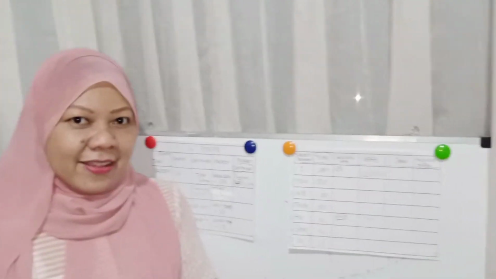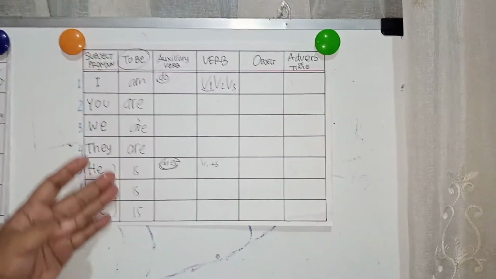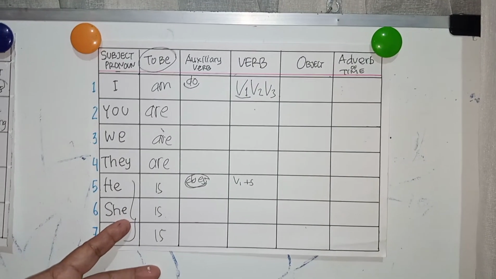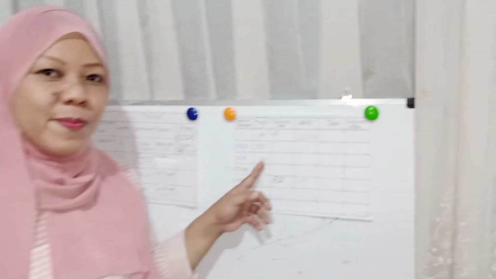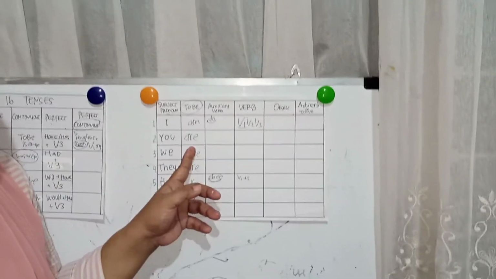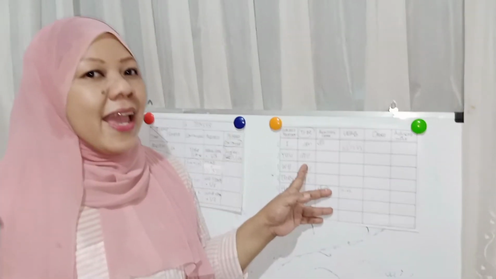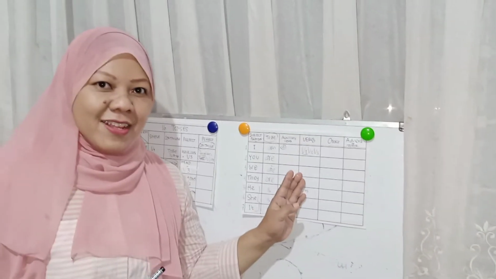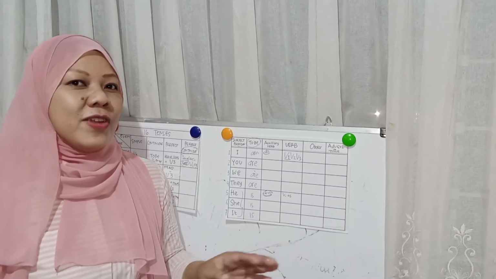Let me rephrase again. So remember the subject, seven subjects. Always remember the to be. In the present it is am, is, are, and then in the past form it will be was, were, and in the perfect form it will be been. The next is the auxiliary verb. In the present it will be do, does. In the past form it will be did, and in the perfect form it will be have, has. Okay, the next is the verb. The present uses verb 1, the past tense uses verb 2, the perfect uses verb 3.